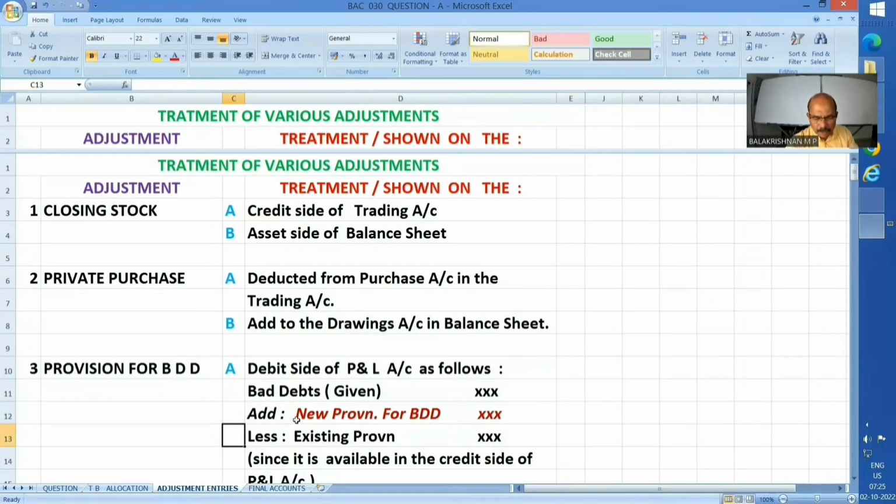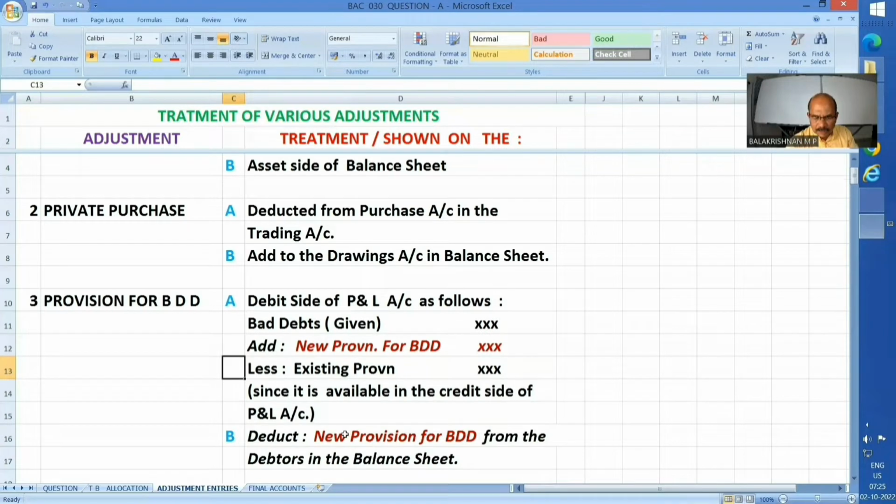So how to go about it? Bad debts, which is already given here, goes in the debit side, inner column of the profit and loss account, and add the new provision to that. How will you calculate the new provision? A rate is given, just apply it on the debtors value. Since the new provision is given, the existing provision, if at all there, and it is there in this sum, is no longer required, hence reduce it, and show the net amount in the outer column of the profit and loss account.